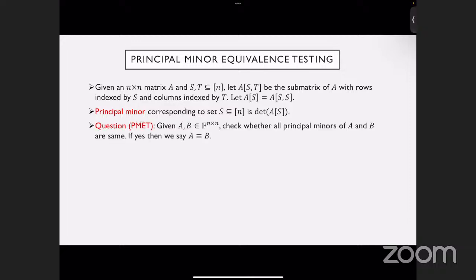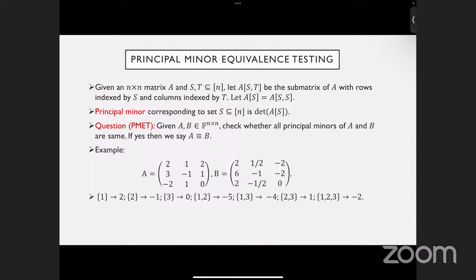In the problem of principal minor equivalence testing, we are given two matrices as input, say A and B, and the goal is to check whether all principal minors of A and B are the same or not. Since there are 2 to the power n subsets of [n], there are 2 to the power n principal minors. If A and B have the same principal minors, then we say that A is equivalent to B.